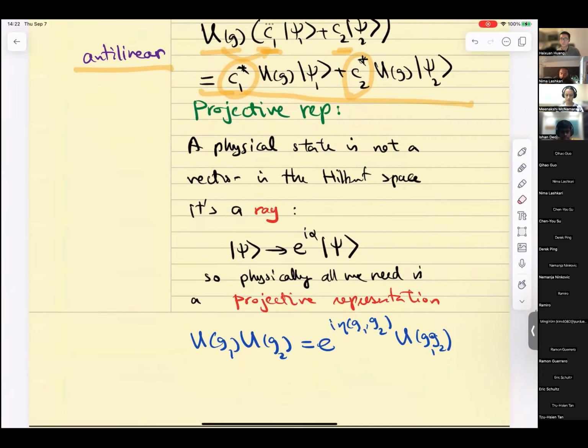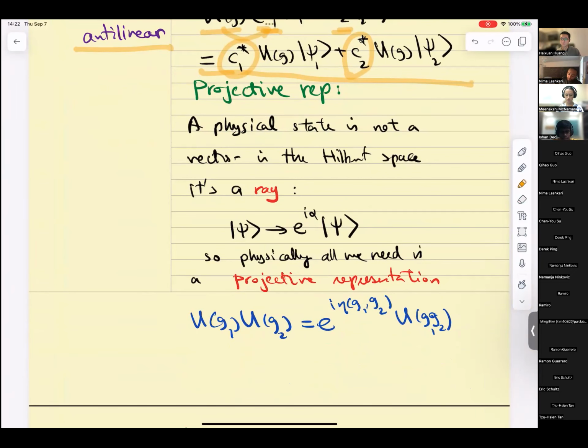That tells me that when I'm constructing representations, I had the rule that multiplication of the matrices had to be the group multiplication, so I was setting this phase to 1. But if there is this global phase that I can never observe, I should relax that condition.